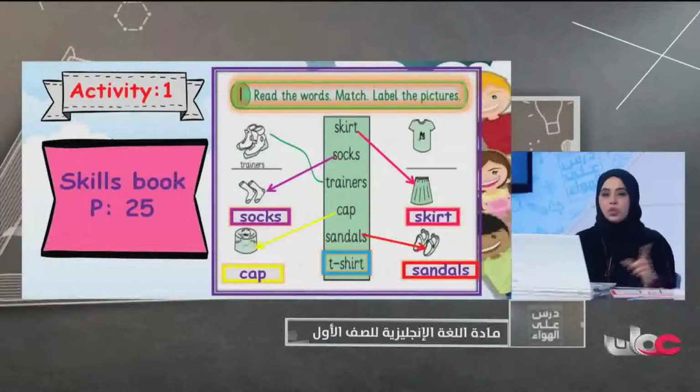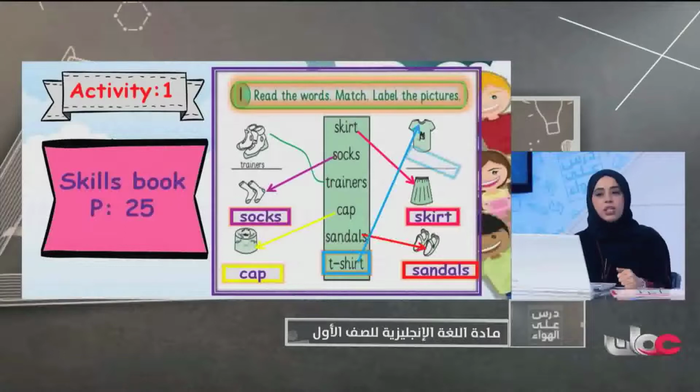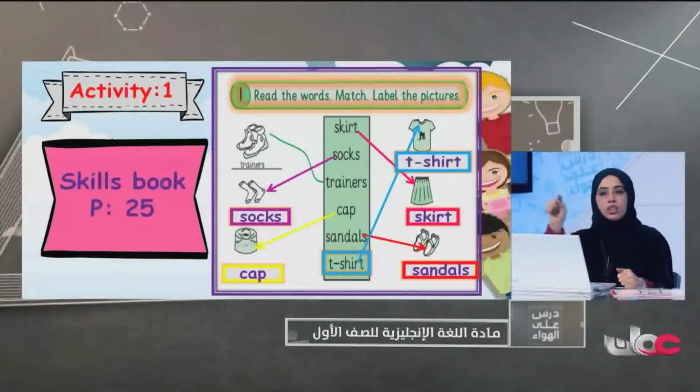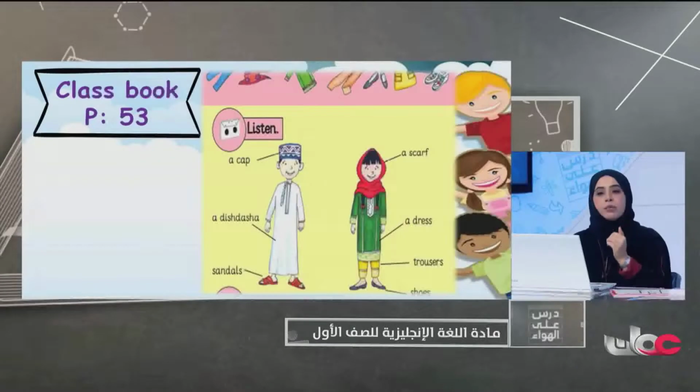And I know you already did that, you matched it already. It's at the top, t-shirt. Can you please write it? T-shirt. So what we have: skirt, socks, trainers, cap, sandals, and t-shirt. Let's move now to our class book.